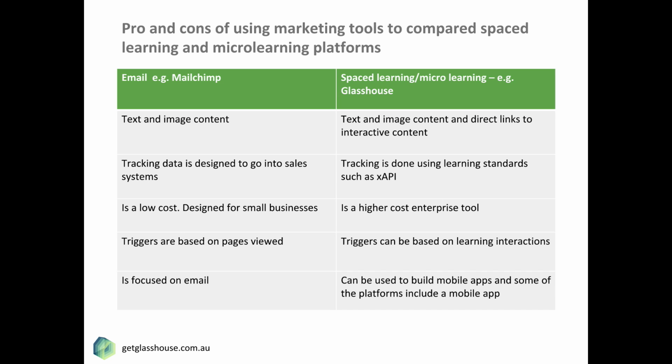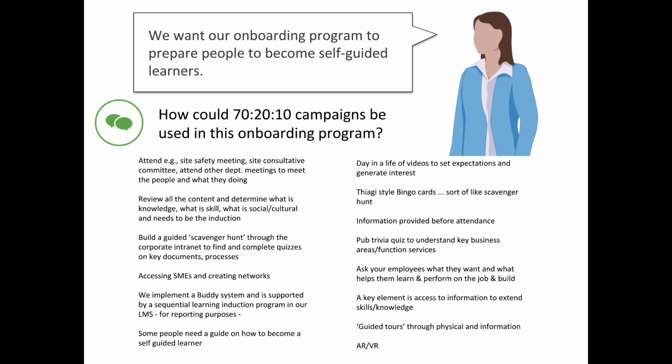MailChimp and most of the email platforms, because email has been proven to be the most effective thing in terms of marketing, are very email focused. Some of these other micro-learning and spaced learning platforms are more of an ecosystem around things like email as well as mobile apps.